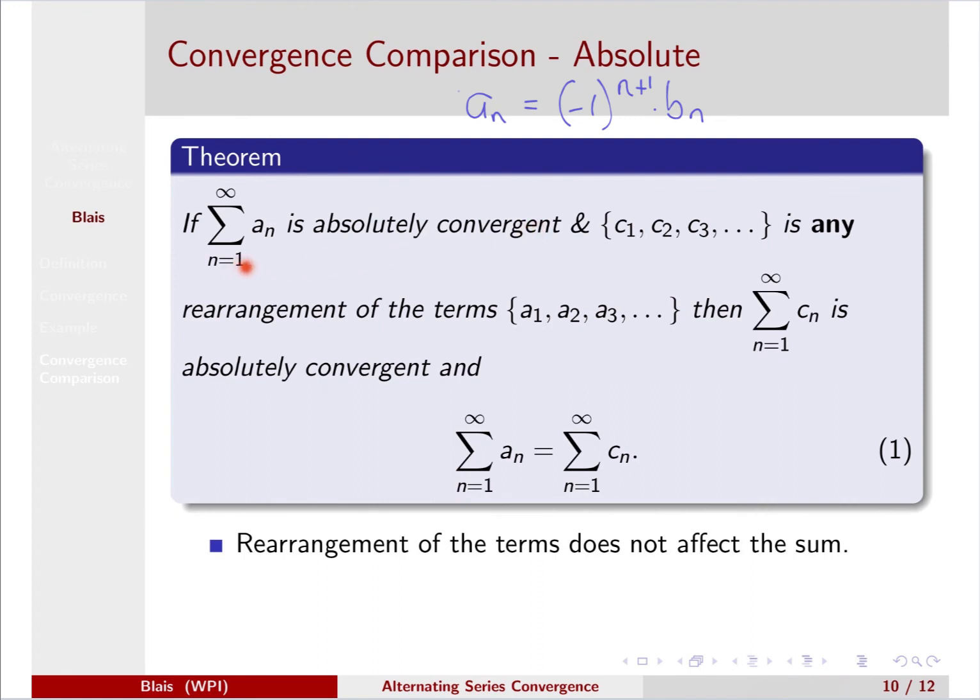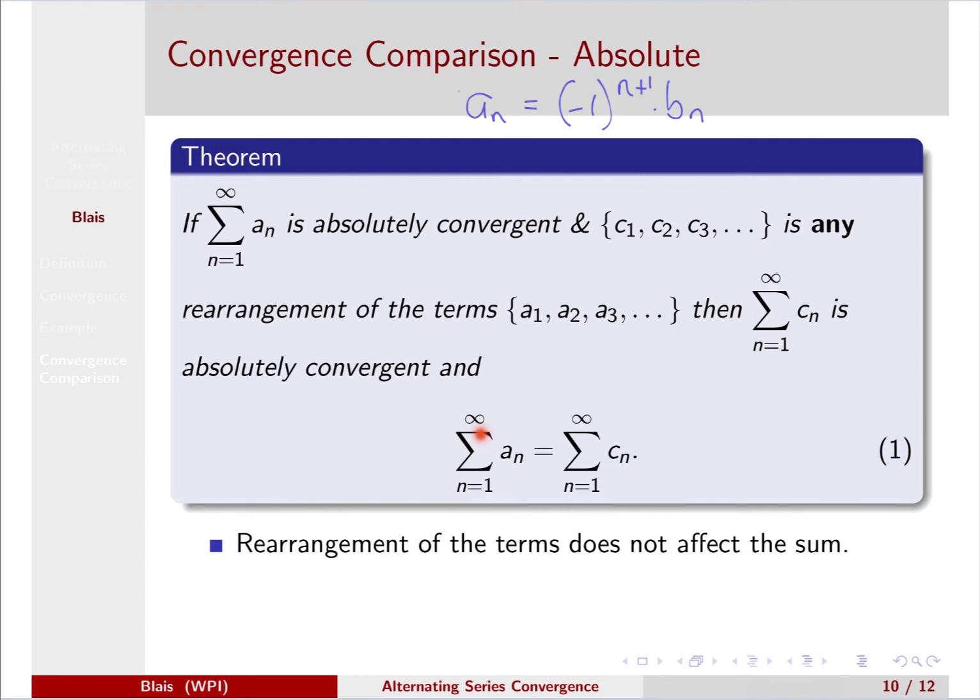But if we have a series that satisfies the absolute convergence test, such as the alternating series we've been looking at, and this sequence, c_1, c_2, c_3, is any rearrangement of the terms from the series, then the series of the c_n is also absolutely convergent, and the two series converge to the same value.